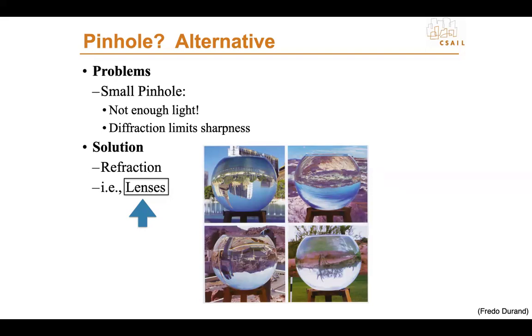On the other hand, as we make the hole smaller, we get less light, and if you make it smaller than that, we don't have sharpness because of diffraction. And so what is the solution? It is to use another principle of optics: instead of diffraction, we are going to use refraction. And refraction comes from lenses, right? And that's why we need lenses in our cameras, right?